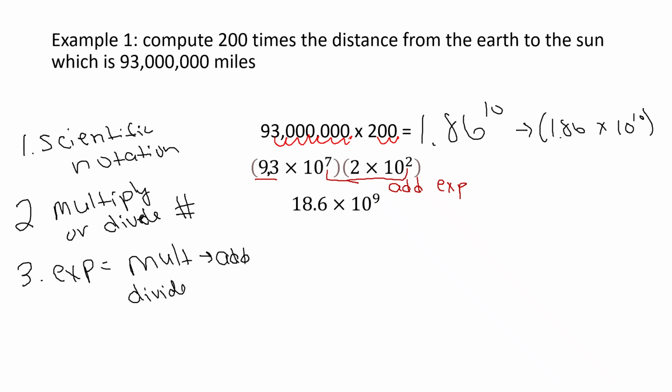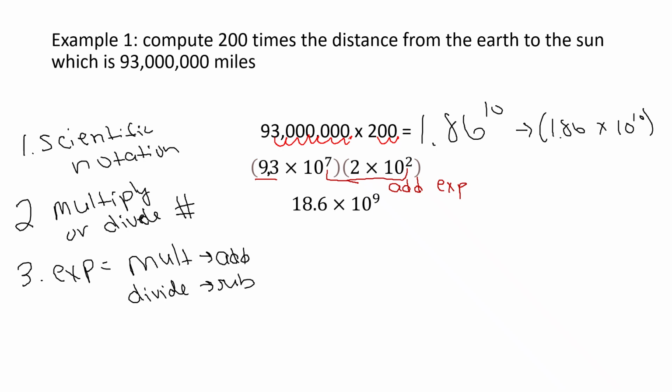When dividing, we subtract exponents. So step one, convert your big numbers, or if they're decimals, technically while they're long, they're a little number, into scientific notation by moving that decimal. Then if you're multiplying, you multiply whole numbers, or divide whole numbers, depending on what the operation tells you to do. And then you add or subtract your exponents.